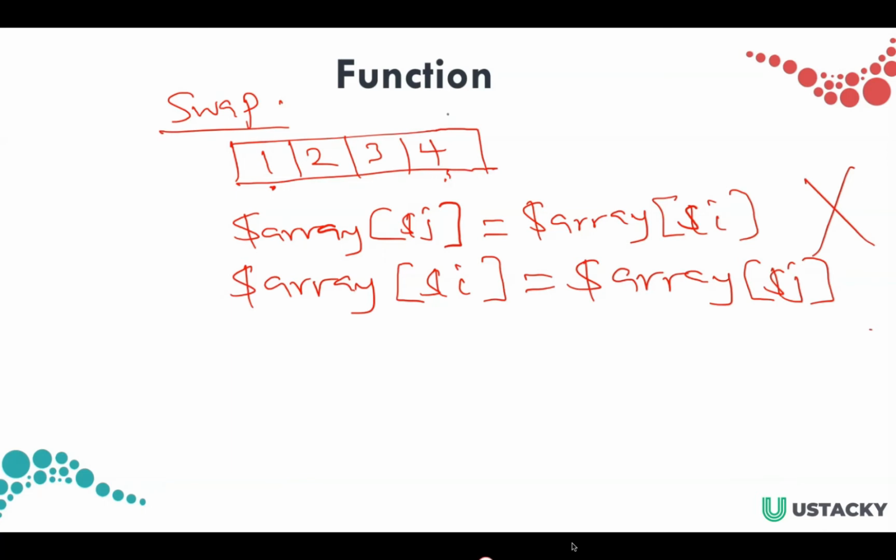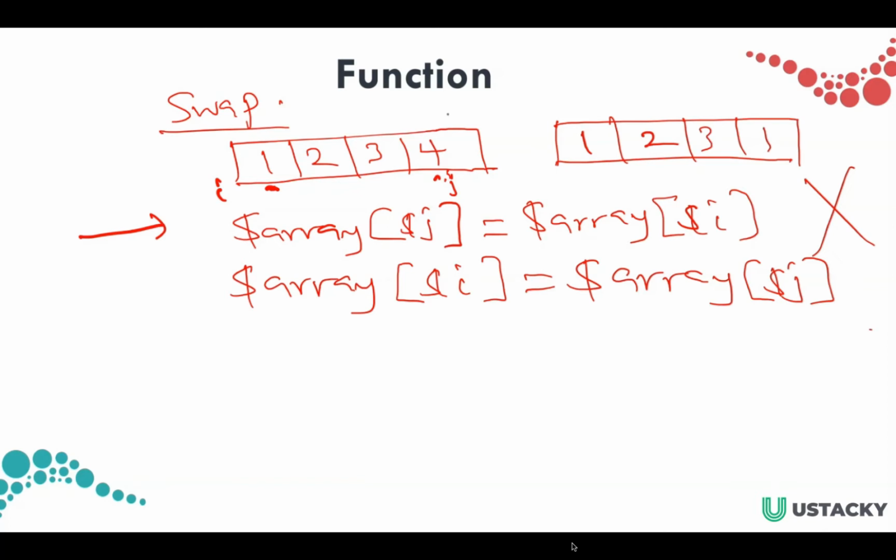But why? Let us look at these statements and try to move the values in the array. In the first statement, you're assigning array $i into $j. You remember, this is i and this is j. So what you are doing is having something like this. I, which is 1, is moving into j. So you have something like this: 1, 2, 3, 1, because you are assigning i into j.